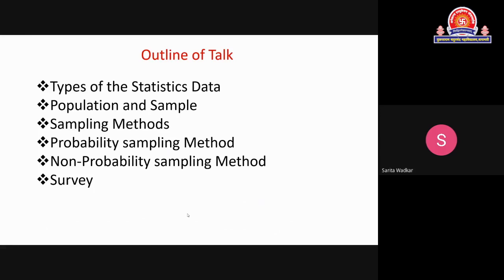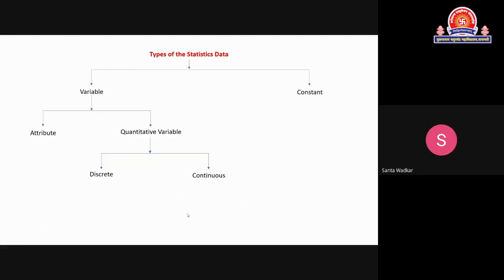While studying any phenomenon, we come across two types of characteristics, that is variable and constant. Here you can find from the chart that we have divided the statistical data into variable and constant. So a variable is any characteristic, number or quantity that can be measured or counted. We can say that a characteristic which changes its value is known as a variable. For example, height, weight, length, etc.